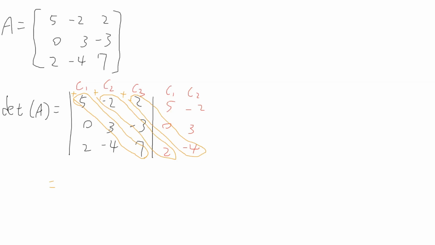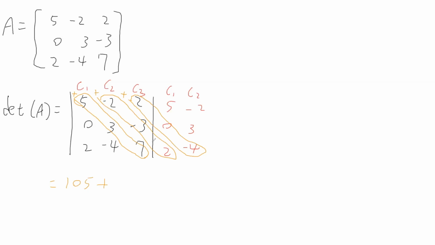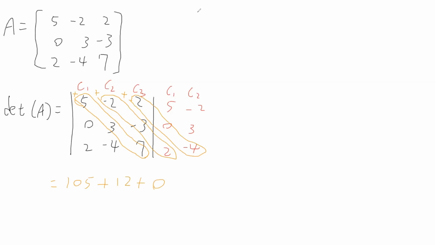Okay. All right, so let's take care of the first three. So I have 5 times 3 times 7. That's 105. Plus, because it's positive, -2 times -3 times 2. So that's 12, plus 2 times 0 times -4, right? So we get a 0 here. That means the whole thing is 0. All right, that's the first half.